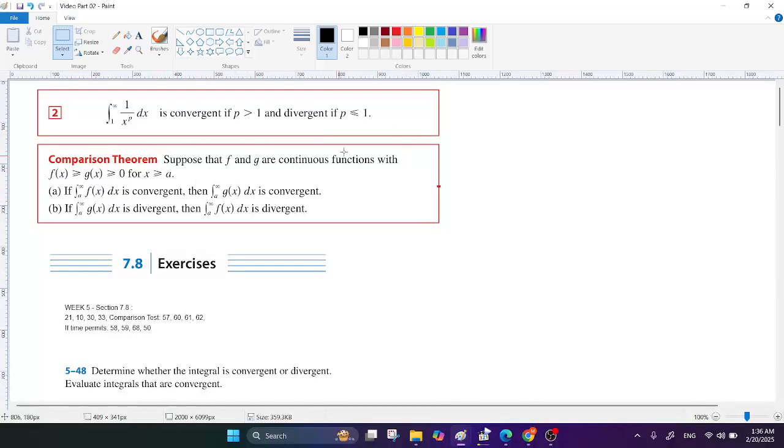Suppose that f and g are continuous functions with f of x greater than or equal to g of x greater than or equal to 0 for x greater than or equal to a. If the integral of f of x is convergent, then the integral of g of x is convergent. If the integral of g of x is divergent, then the integral of f of x is divergent. Okay?